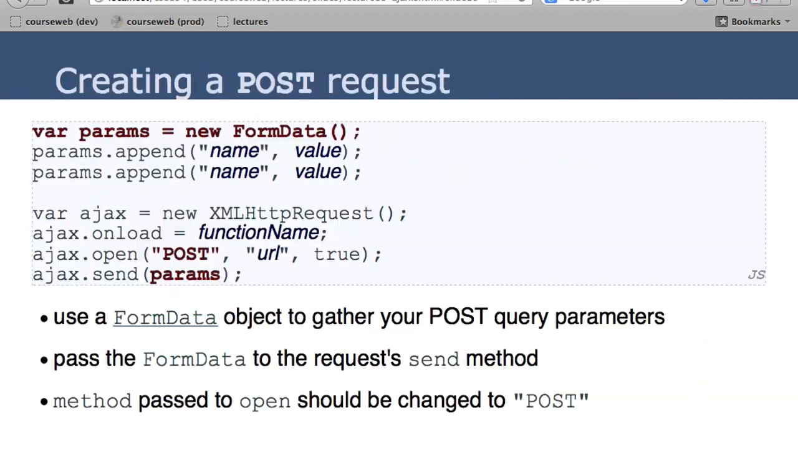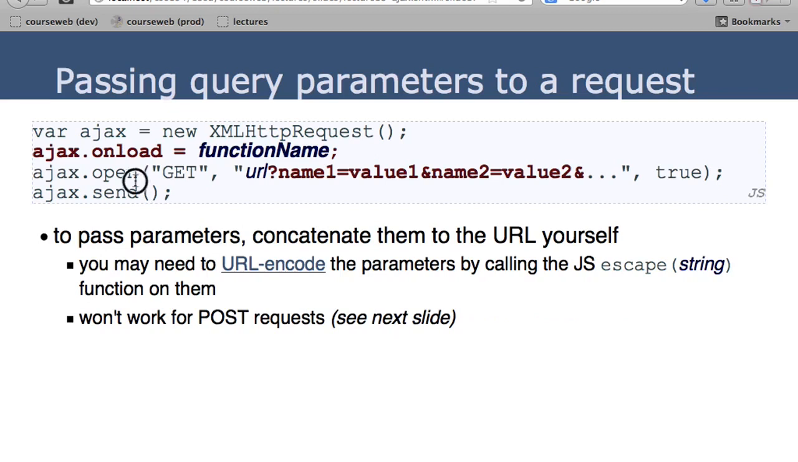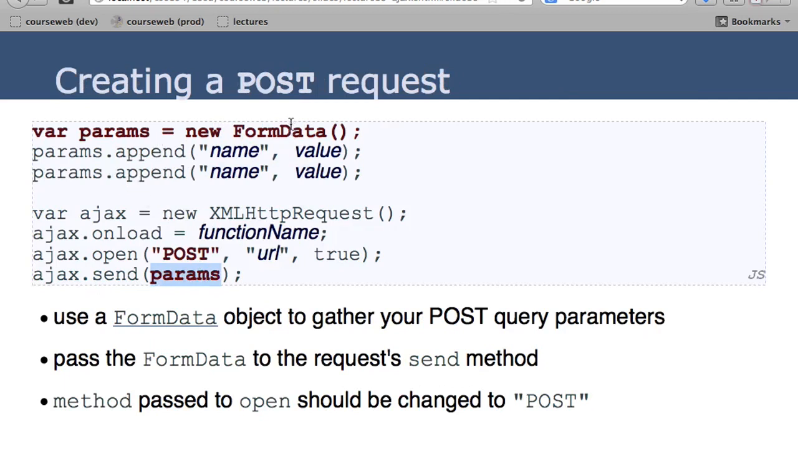Okay. So lastly, if you want to do a post request, you have to do that a little bit differently. You have to create this new object. It's called a form data object, and then you add parameters to that with their values. When you open the AJAX request, you use post instead of get for the first parameter. Usually we use get for the first parameter, and then we just do the URL. And then when we send, normally we send with no parameters, but we pass this form data object there instead. So that's how we do a post using the XML HTTP request object.